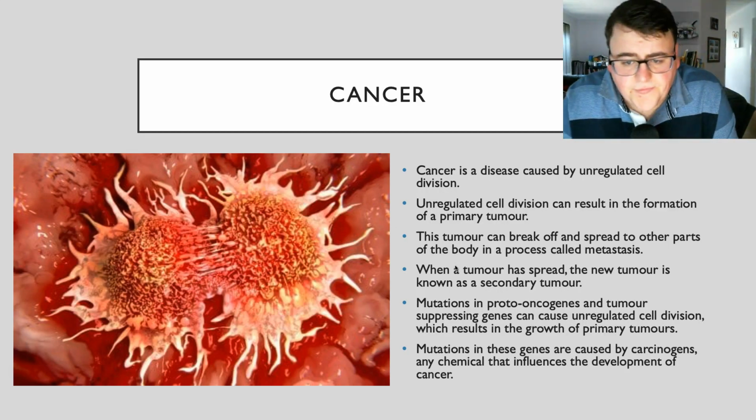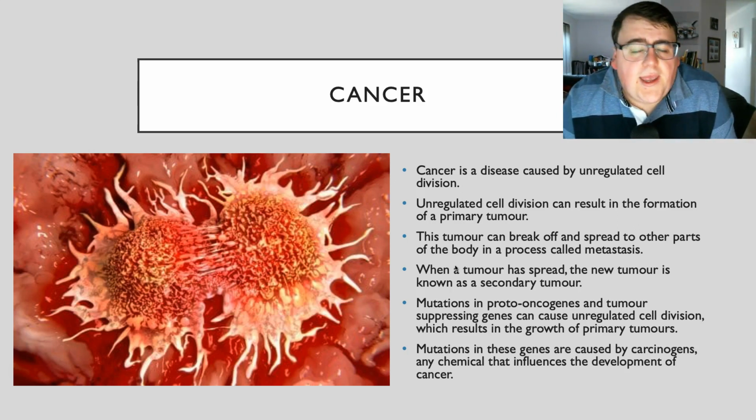So cancer. Cancer is a disease caused by unregulated cell division. Nothing new there. Unregulated cell division can result in the formation of something called a primary tumour. Now, a primary tumour can break off, but it's generally in one spot. It's stuck in one location. It can break off and move to other parts of the body in a process called metastasis. When a tumour has broken off and started to spread to other parts of the body, the new tumours created because of it are known as secondary tumours.